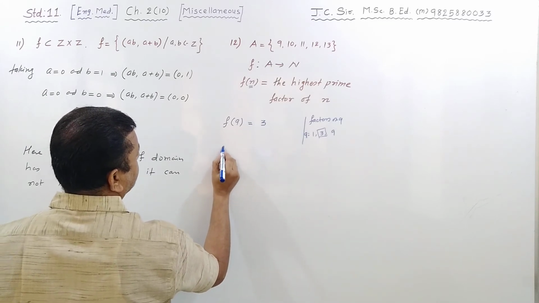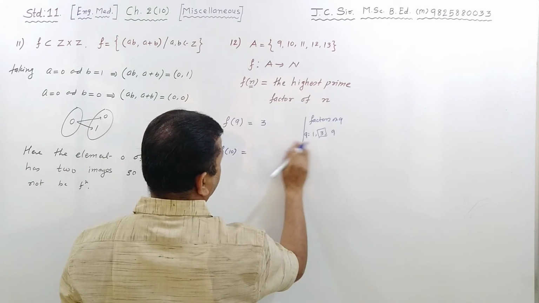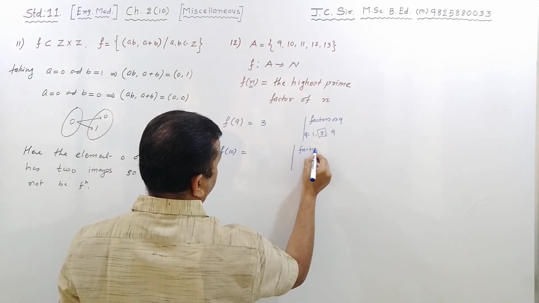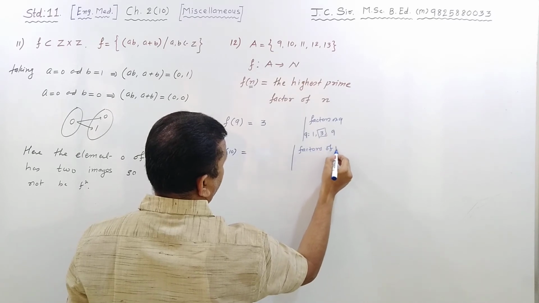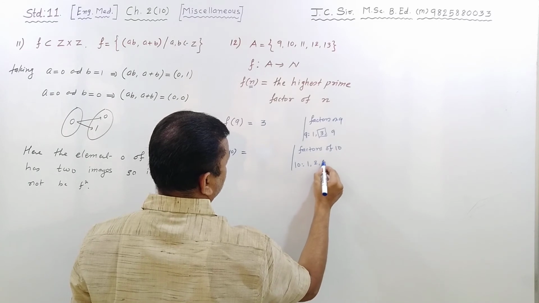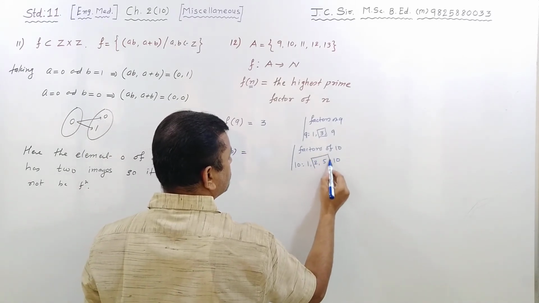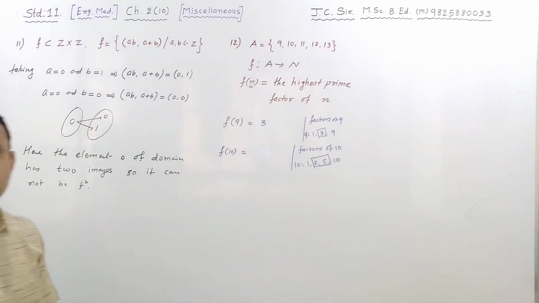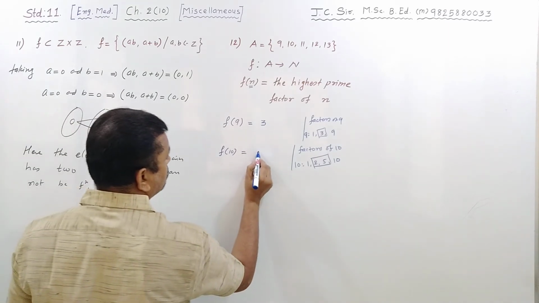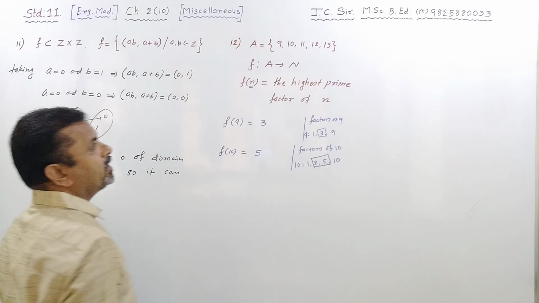Now for F10, equal to the factors of 10. Let's see, the factors of 10 are 1, 2, 5, 10. Which are prime factors? 2 and 5. Which one is the highest? The biggest is 5. So 5 will be the answer according to the given relation.